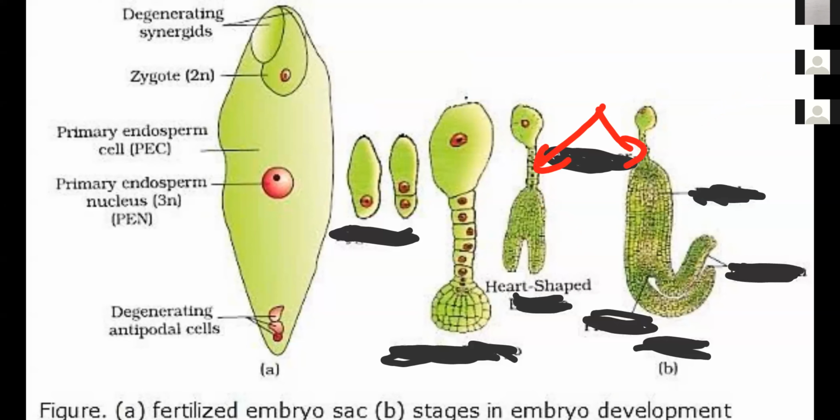Suspensor. How about this structure? Correct, radical. What about this? Plumule. How about this too? Hmm.